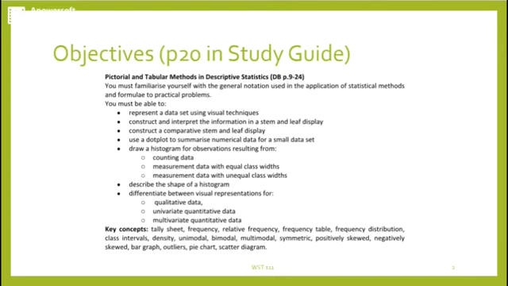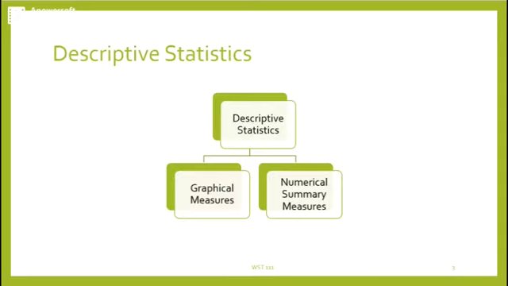As we are splitting up Section 1.2 into two videos, in this video we are only going to cover the first four objectives, which are representing a dataset using visual techniques, constructing and interpreting the information in a stem and leaf display, constructing a comparative stem and leaf display, and using a dot plot to summarize numerical data for a small dataset.